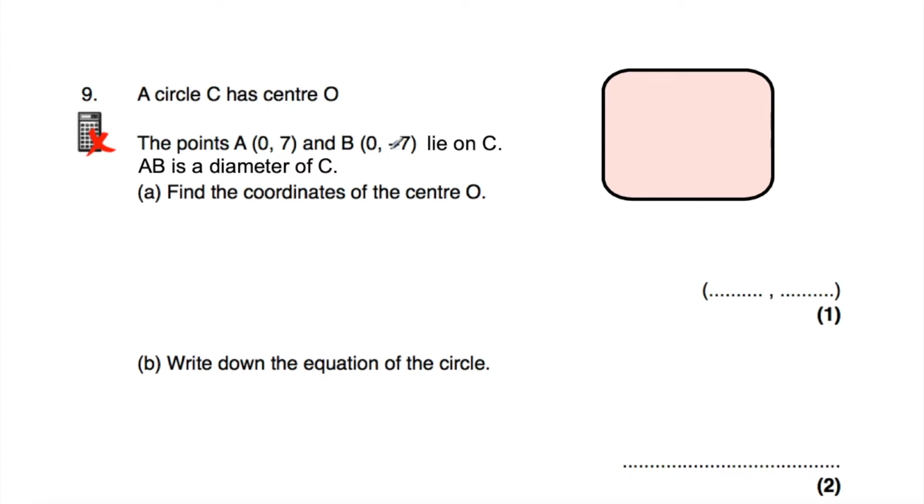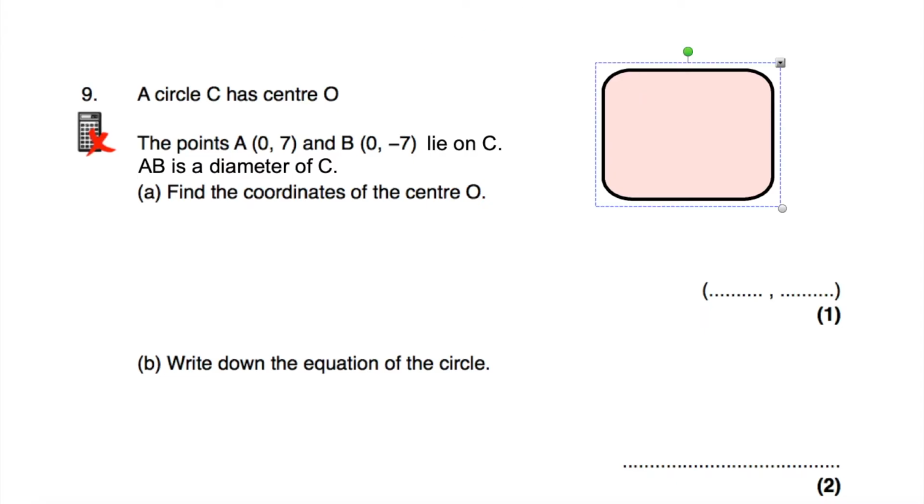So these 2 points lie on the circle C. And AB is the diameter of C, so the line joining A and B is the diameter of the circle. And part A says find the coordinates of centre O. So we want to find the coordinates of the centre of the circle. So if we've got the diameter of the circle, which is AB, if we find the midpoint of that diameter, that'll be the centre of the circle.